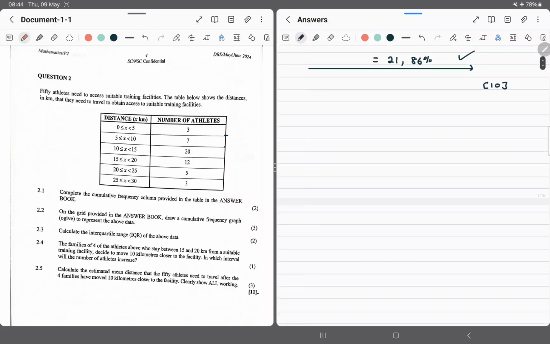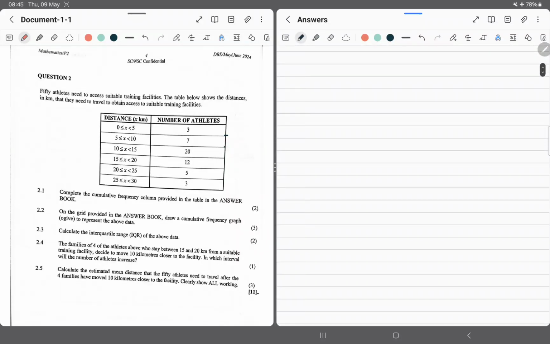So let's go to question 2. Now question 2 is still statistics. Usually we deal with grouped data or sometimes univariate data. So it depends what is presented here. Now let's have a look here. We are told here 50 athletes need to access suitable training facilities. The table below shows the distances in kilometers that they need to travel to obtain access to suitable training facilities.